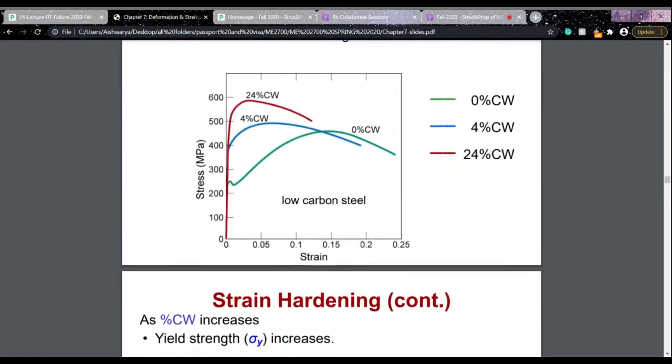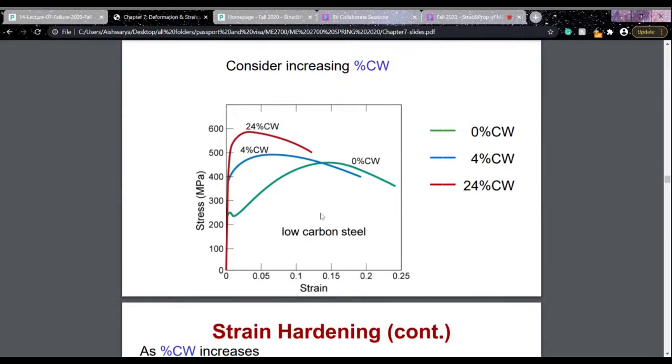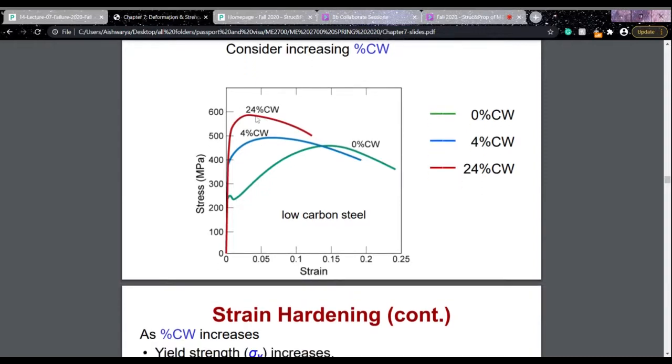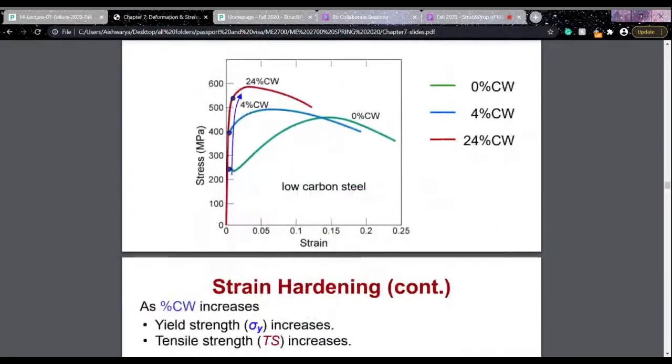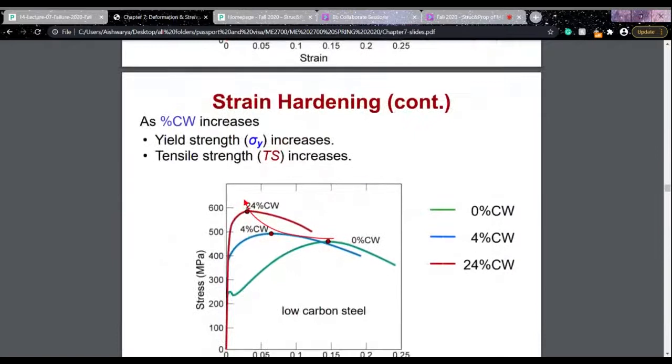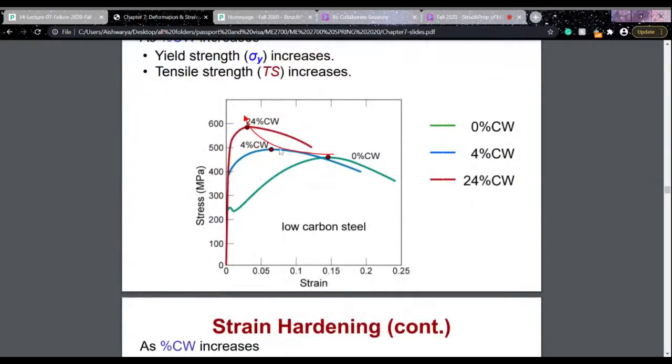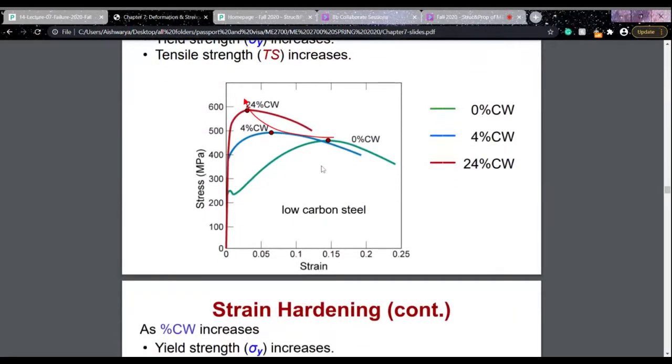Here is a small graph which shows the strain with the percentage cold work. We can see that as the percentage cold work increases, or as the strain hardening increases, the yield strength of the material is increasing. So here sigma y is increasing. Sigma y for 24% cold work is greater than for 4% cold work, which is greater than for the 0% cold work material, which you can see here. It is shown by the red arrow.